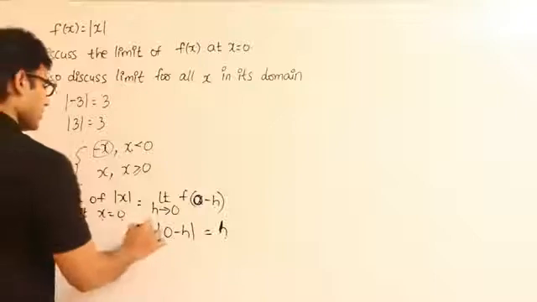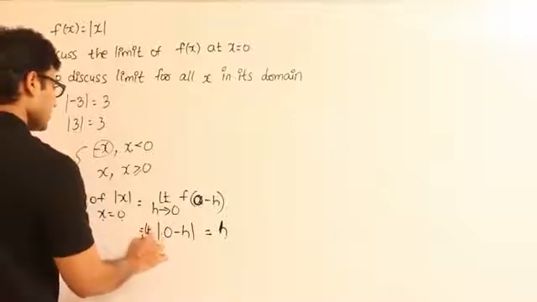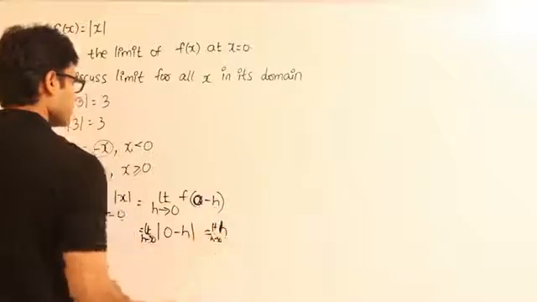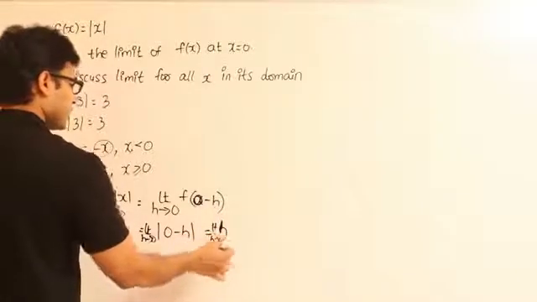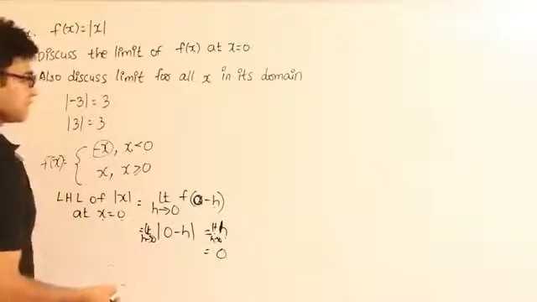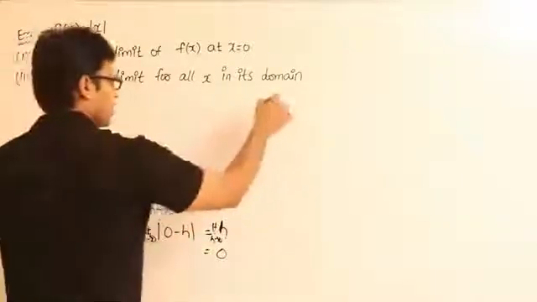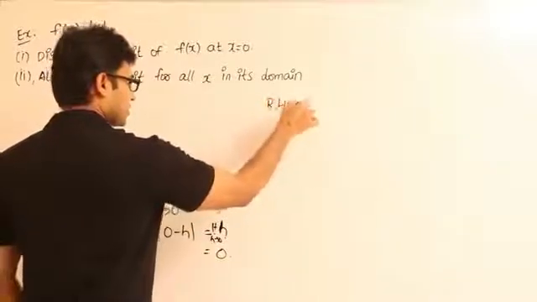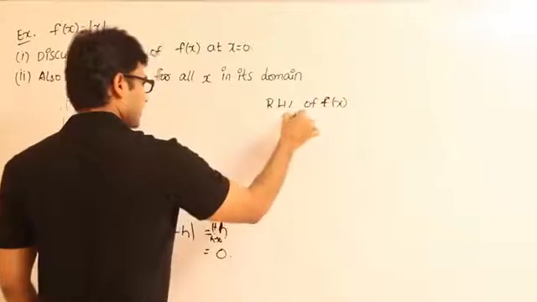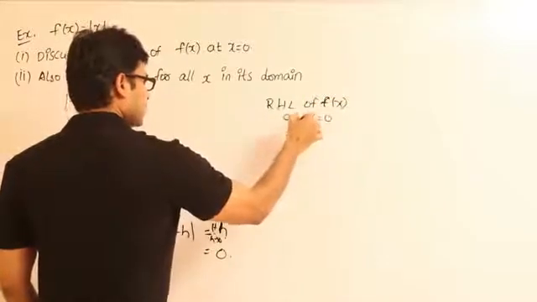Now we have to apply limit h tends to 0 here and here, which is nothing but 0. The left hand limit is equal to 0. Now let's examine the right hand limit as well. So what is the right hand limit? Right hand limit of f of x at x equal to 0. What is the right hand limit?